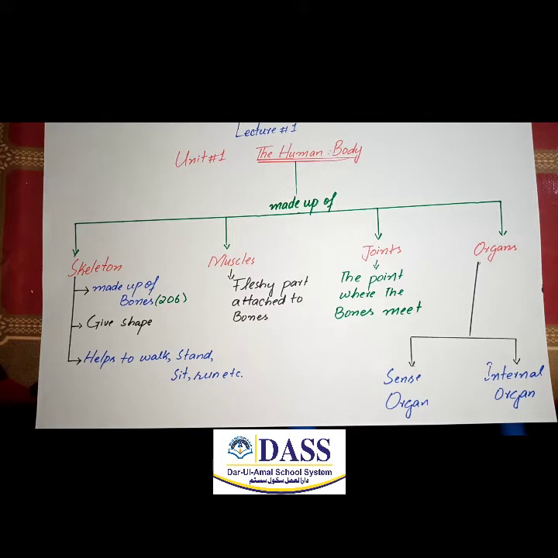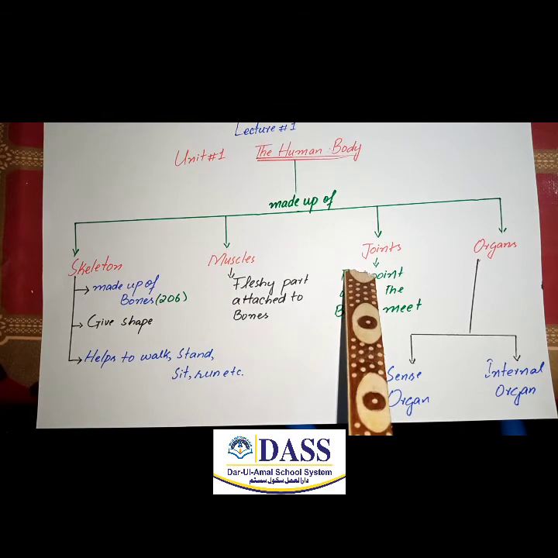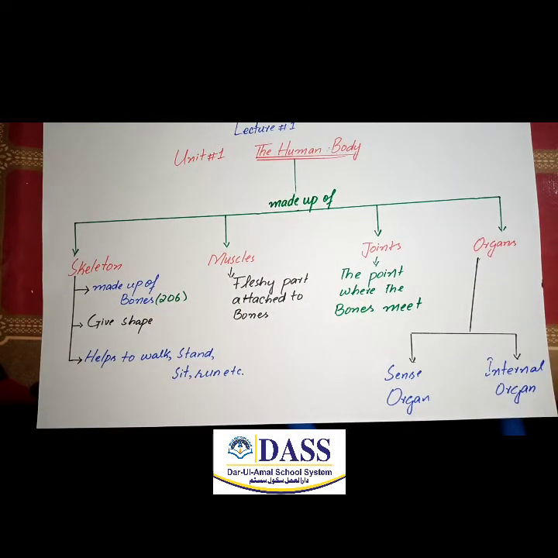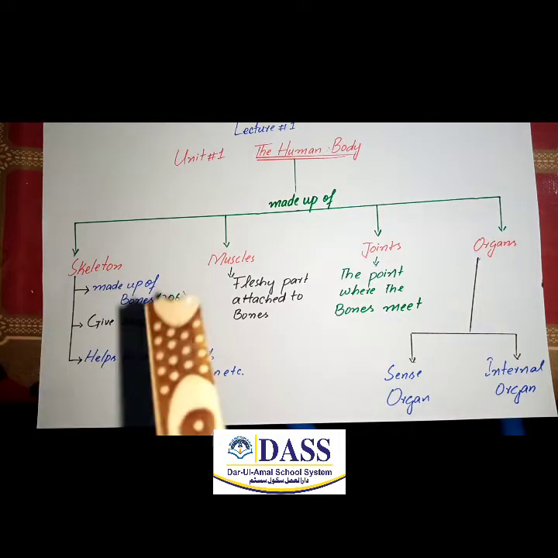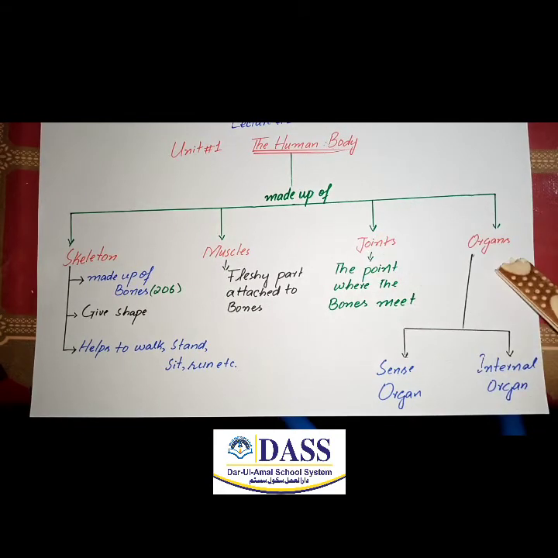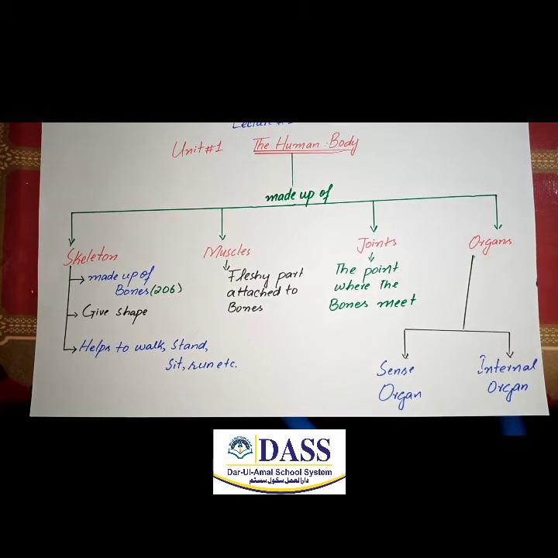So the human body is made up of 4 things. How many things? 4 things. These 4 things are: number 1, skeleton; number 2, muscles; number 3, joints; and number 4, organs. What are these 4 things? Number 1, skeleton; number 2, muscles; number 3, joints; and number 4, organs.